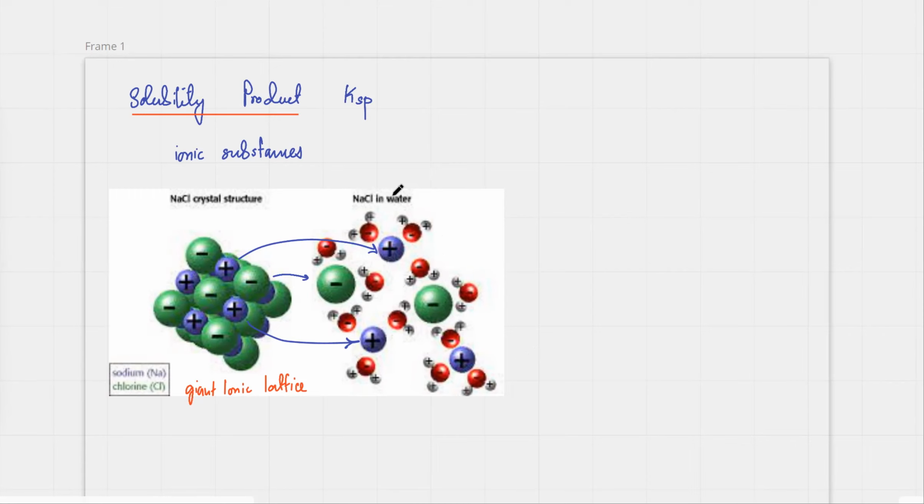But in a saturated solution, imagine you're trying to add a salt like NaCl to water, and you keep on adding salt to water. Eventually, the solution becomes saturated. A saturated solution means that no more salt can dissolve. In reality, what happens is that salt will continue to dissolve.